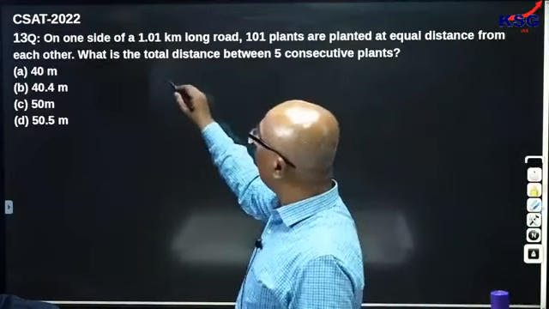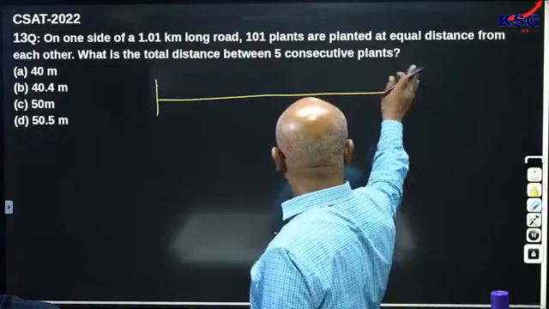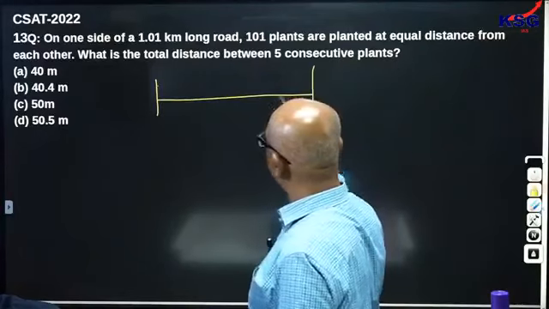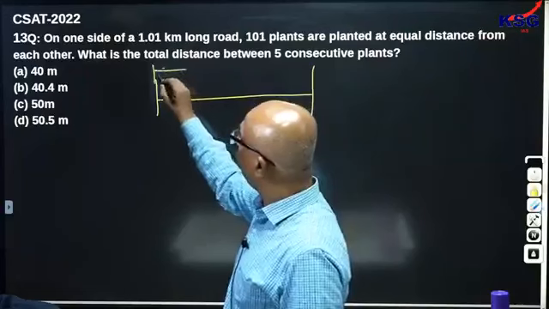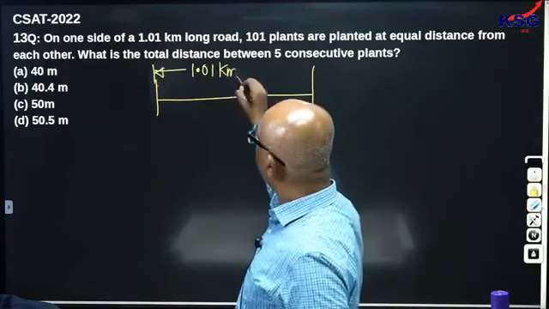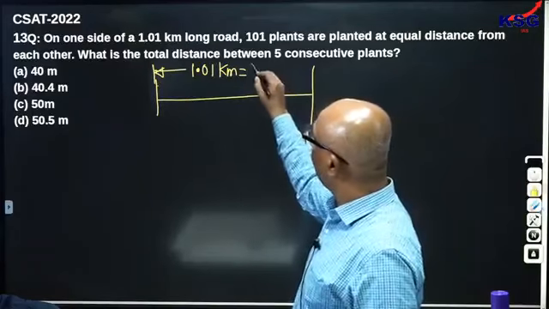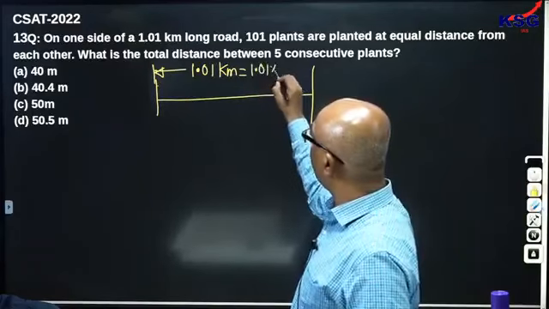Here, see here. On one side of a 1.01 kilometer long road. Student, please concentrate here. So this length is given as 1.01 kilometer. So first convert this into meters. So 1.01 into 1000 meters.